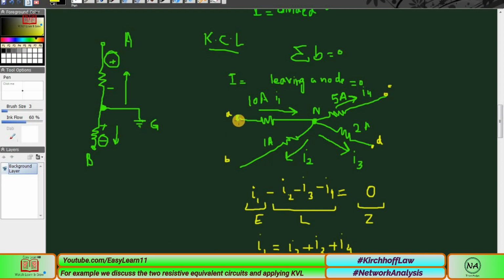What if we have another branch for entering the current, meaning we have another branch that is also helping in the entering of current? For example, let's suppose we have an I2 that is entering the node, then the I2 will come toward this side. Then the positive sign is assigned to I2 and negative to I3. In this way we can redefine according to our desire and our situation using this Kirchhoff current law.